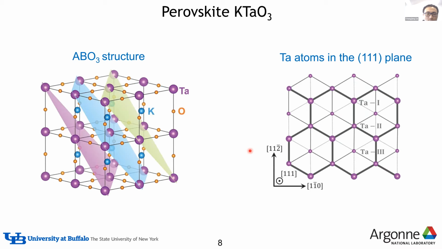So the material I will be talking about is potassium tantalum oxide. This material is quite similar to strontium titanium oxide, or STO. Both of these materials have an ABO3 perovskite structure. And I will also be growing another oxide material on top of this KTO to form an interfacial electron gas. On the right is the top view along the 111 crystal axis. Along this direction, because of different layers, the tantalum atoms form a buckled honeycomb-like lattice.